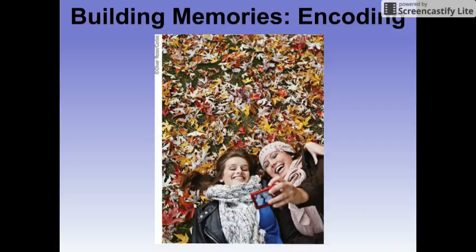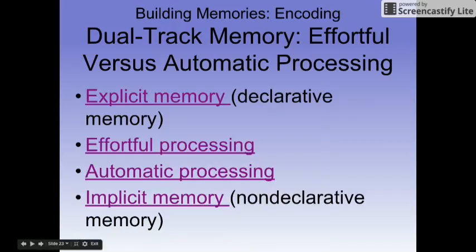So our brains allow us to build memories from both our life experiences and, for example, learning things in school or learning how to complete a certain task, like making a peanut butter and jelly sandwich. So today we're going to talk about how we encode that information. We have what's known as a dual track memory. So all that means is that we can process things using effort, known as effortful processing of memories, and we can process things automatically, known as automatic processing.